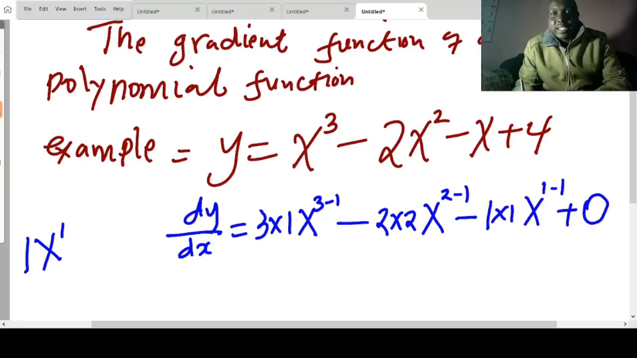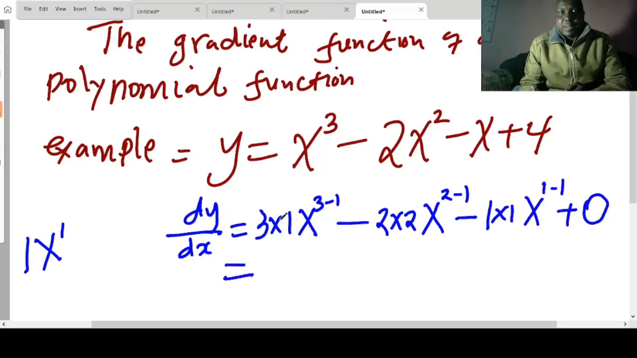Did you hear that? A term in a polynomial which does not have the x, if we have dy over dx, if there is no x in that term, then it is as good as 0. When you are differentiating, it is 0. Please understand that. I want you to understand that. So let's now finish up. This one is the same as now.